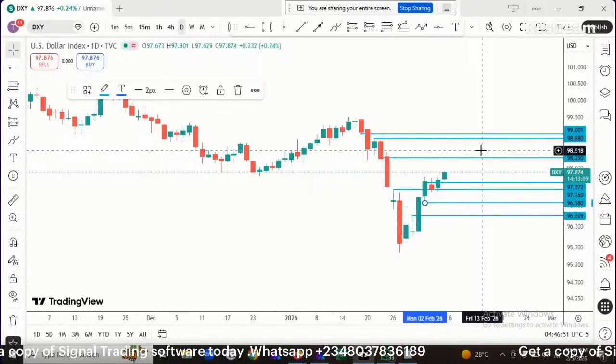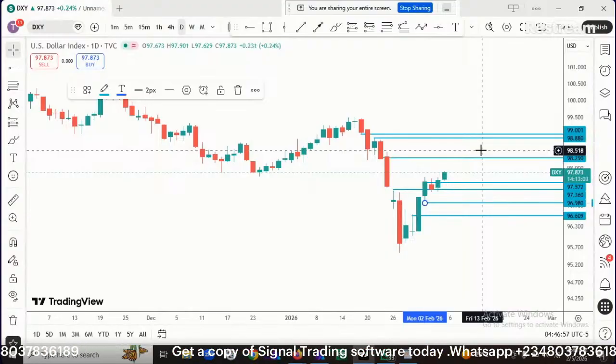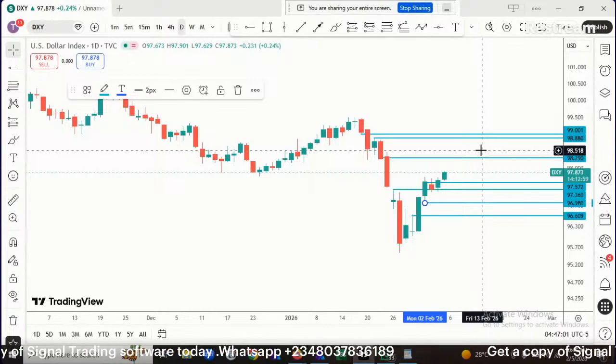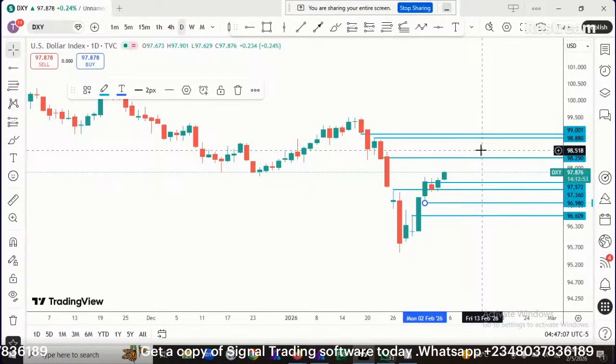with its buys. The fundamentals will determine, but technically, dollar is bullish right now. The only thing that will change this trend will be fundamentals. That is, if the news comes out negative for the dollar, that is when we'll see sell on the dollar.